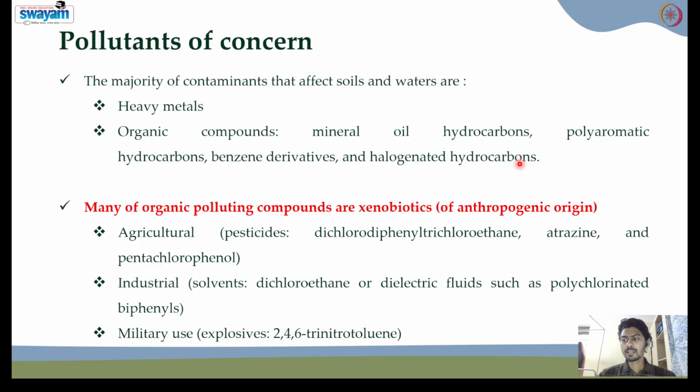If you see the majority of these organic compound pollutants, they are xenobiotics. And what do you mean by xenobiotics? Xenobiotics are contaminants which are recalcitrant and persistent, and these are foreign and man-made substances. Most of the xenobiotics cause heavier pollution because they are man-made pollutants.